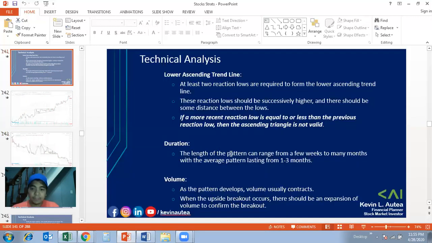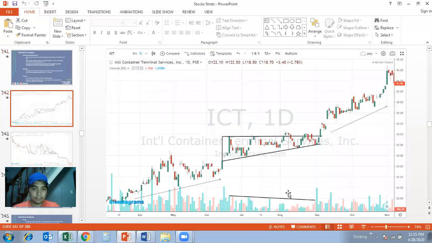Then the length of the pattern can range from a few weeks to many months, with the average pattern lasting 1 to 3 months. Then the volume. As the pattern develops, volume usually contracts. Let's check for that one.